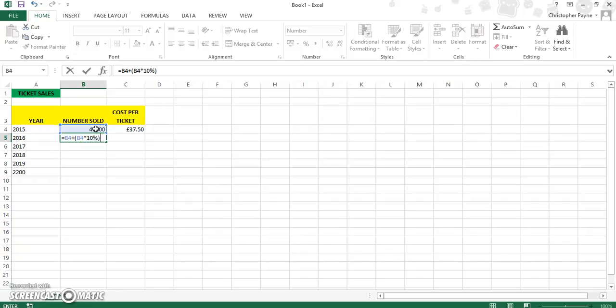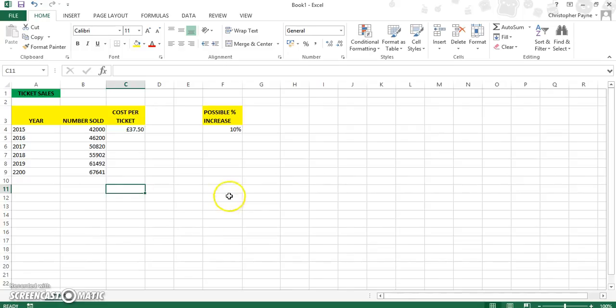If you remember maths, particularly if you remember BODMAS, you do your brackets first. So first of all, we want to find 10% of B4, increase that, and add that on to the B4 we already have. So we're increasing 42,000 by 10%, like so. And then because we have a relative cell reference, we can just copy that one down. And the B4 will become B5, then B6, B7, and so on and so on.